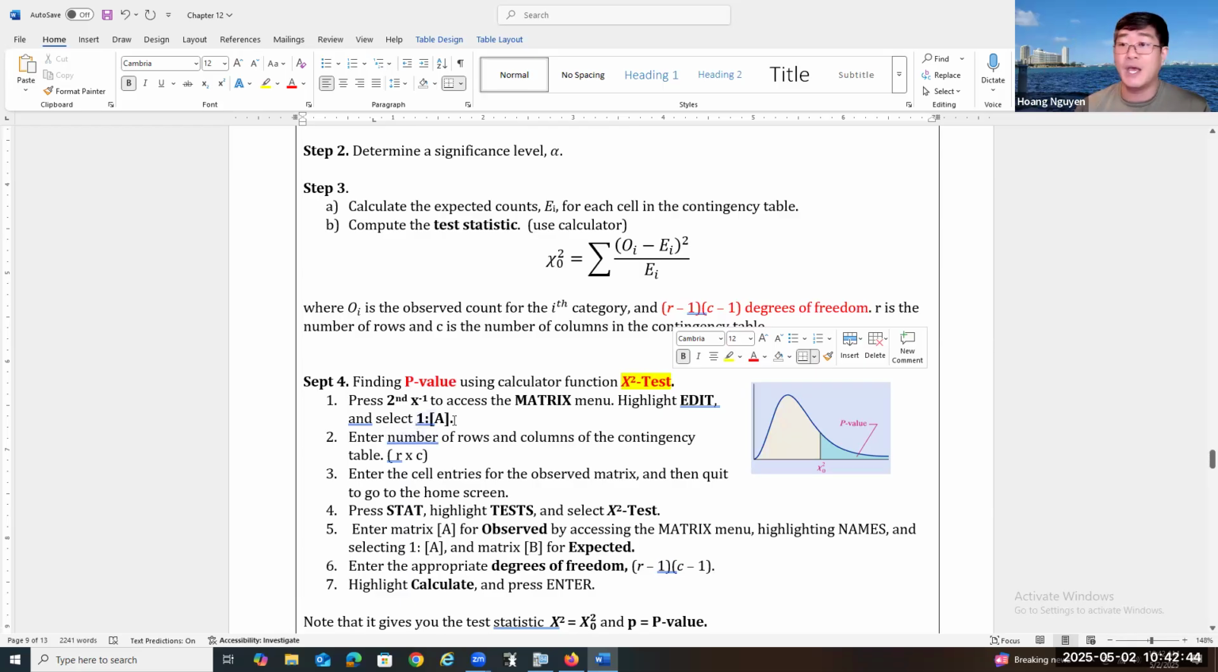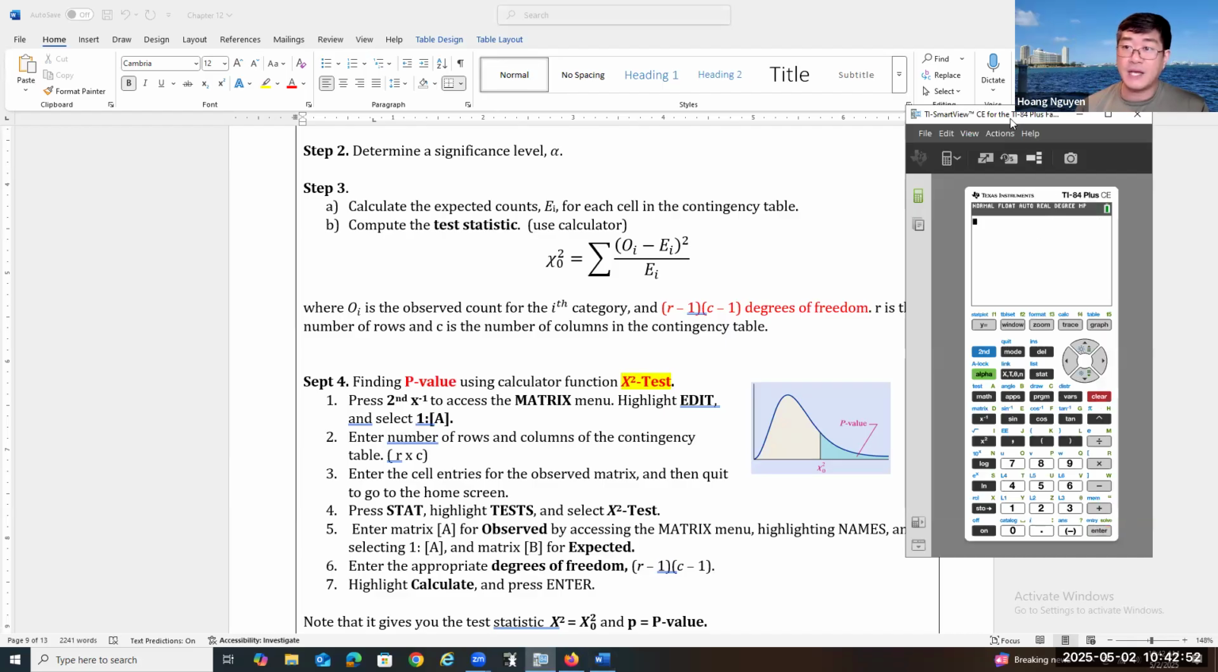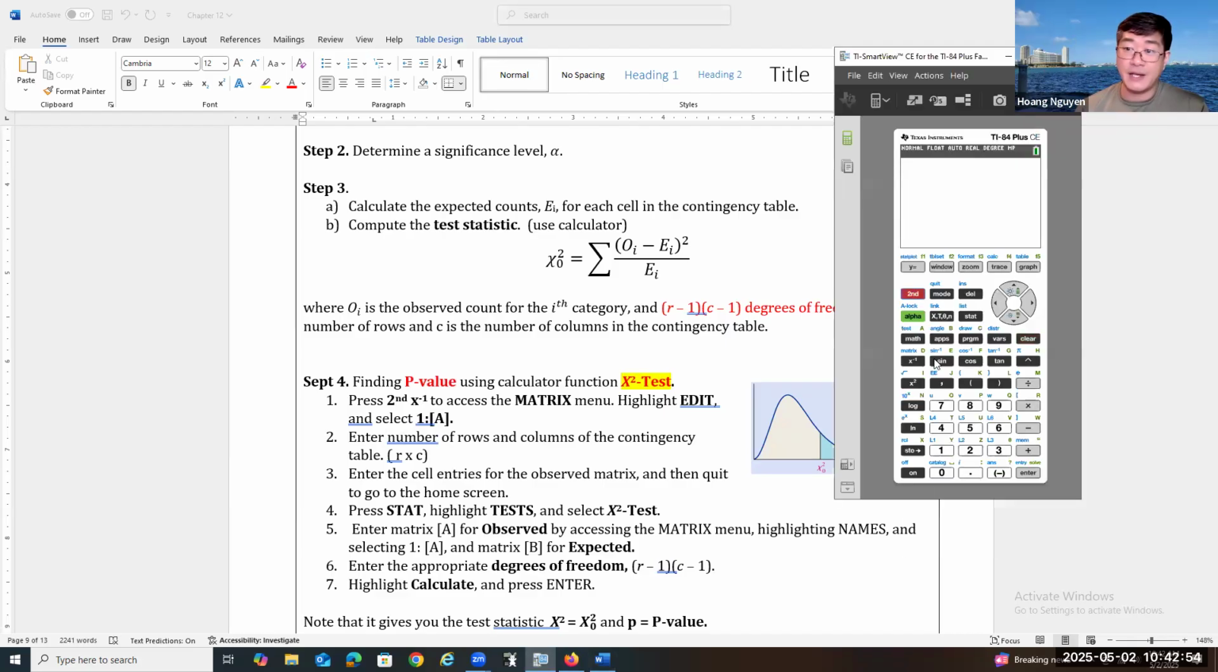So this is how we input the values into a matrix. You're going to go second, x to the power -1 to access the matrix. So let's follow those steps. We're going to go second, and then the x minus 1 on top of that will be the matrix option. So select that. And then we're going to go to the edit option. And then whichever matrix you want to edit, just select it. So I'm going to use matrix A. Yeah, so most of the time.